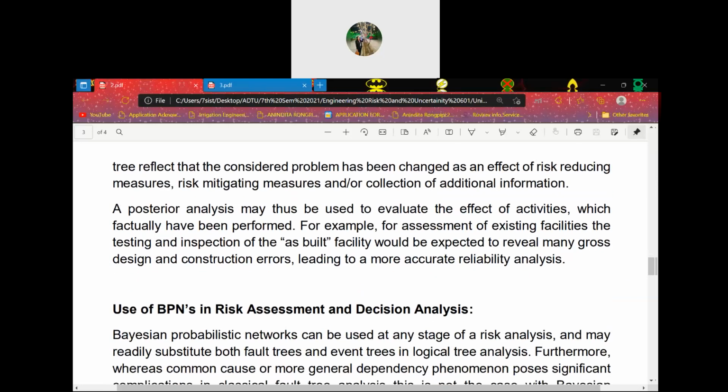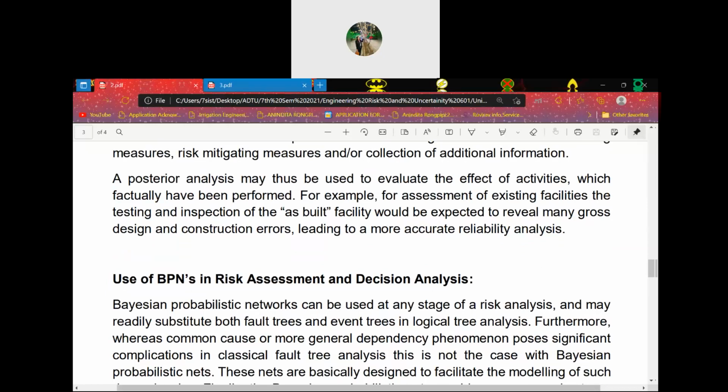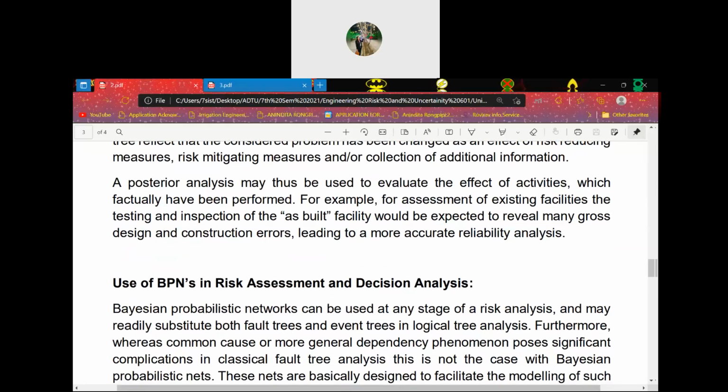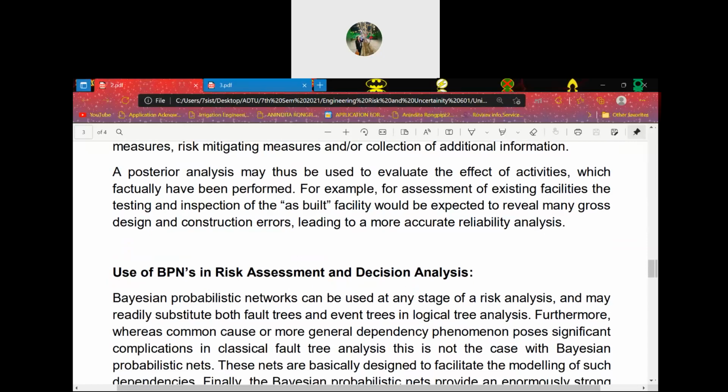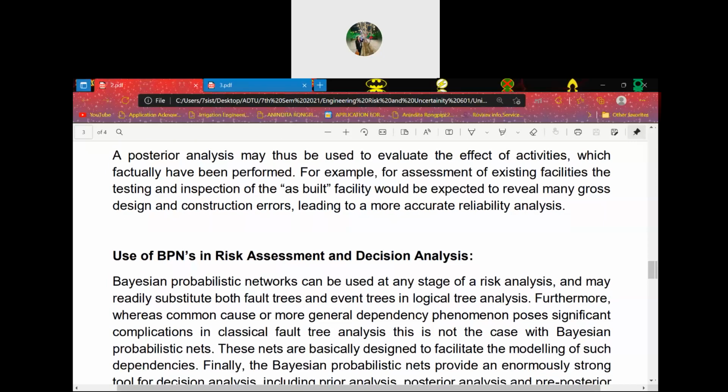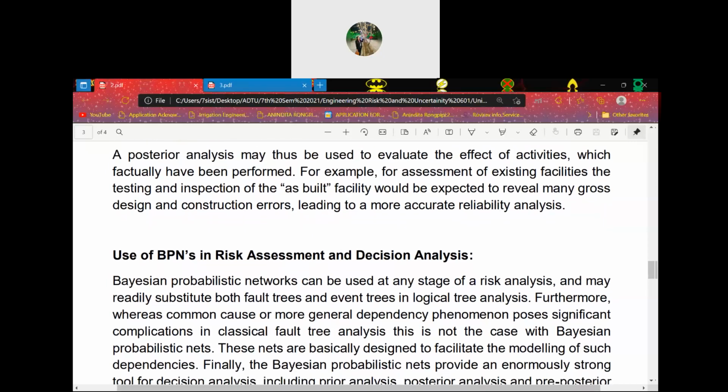The next topic is the use of BPNs, that is Bayes probabilistic networks, in risk assessment and decision analysis. Bayesian probabilistic networks can be used at any stage of a risk analysis and may readily substitute both fault trees and event trees in logical tree analysis. Furthermore, whereas common cause or more general dependency phenomena pose significant complications in classical fault tree analysis, which has been discussed earlier, this is not the case with the probabilistic nets. These nets are basically designed to facilitate the modeling of such dependencies.